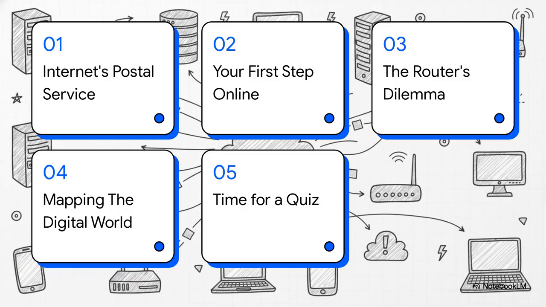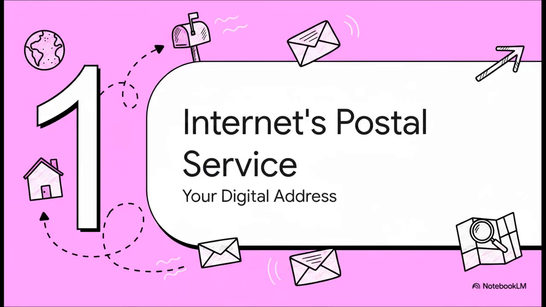All right, so what's our game plan for cracking this code? First, we're going to talk about the internet's postal service. You know how every device gets a unique address? Then, we'll see how your own computer takes its very first step online. After that, we'll dive right into the router's dilemma, which is really the heart of the decision-making process. Then, we'll figure out how these routers build their maps of the digital world. And finally, we'll put all that knowledge to the test. Let's do it.